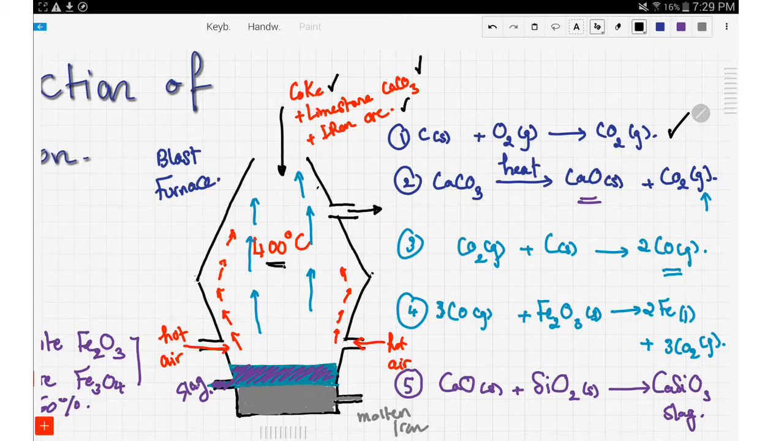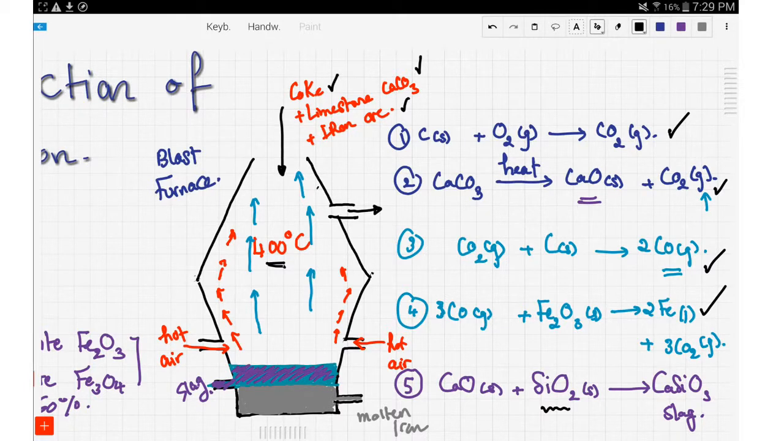Then, the limestone thermally decomposes to give calcium oxide and carbon dioxide gas. This carbon dioxide gas further goes up in the furnace and reacts with more coke, giving carbon monoxide. And the carbon monoxide is very essential since this gas is the one responsible for reducing the iron ore to become molten iron and giving out carbon dioxide. Now, we said that throughout there are some impurities, and those impurities such as silicon dioxide react with calcium oxide to give something called slag.